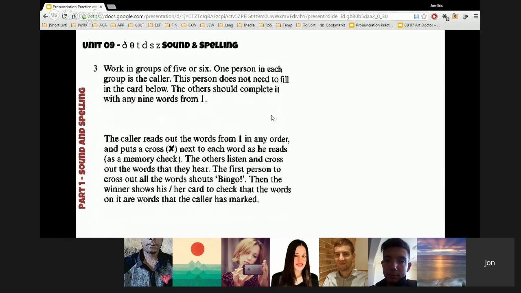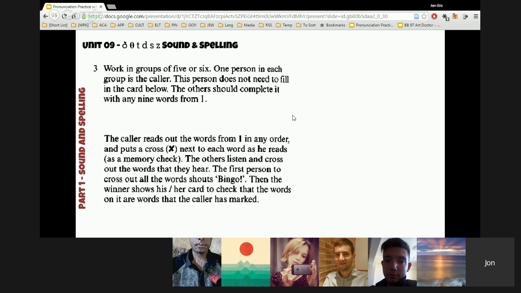Okay? The caller will read out words in any order and it says put a cross. Okay, but we're not going to put a cross because we don't have this on paper. Next each word as he reads. The others, that's all of you, will listen and cross out the words that you hear. In this case, you're probably going to have to write them down. Again, the first number will be for the card, the second will be for the square. The first person to cross out all the words shouts bingo. Then the winner shows his or her card to check that the words are right.